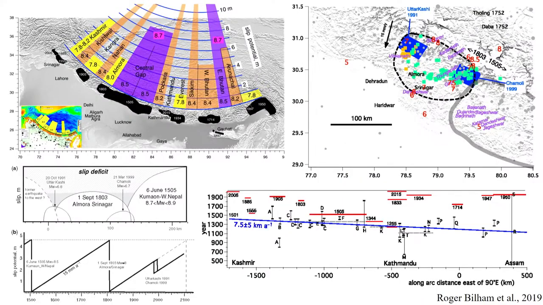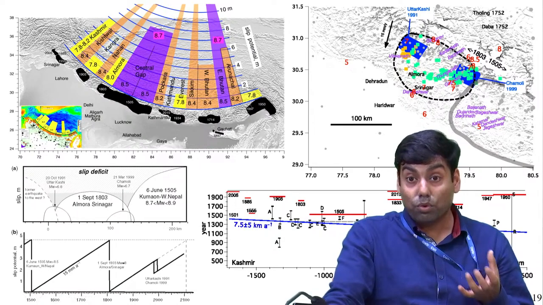This is done by Bilham et al. in 2019, and he has given the slip potentials, how the slip potential is distributed all along the thrust system in the Himalaya, starting from northwest to northeast. Slip potential means slip is supposed to be there. So this fault should move, the fault should displace, the fault should creep. This much deficit is there. Okay, you can see the 10 meter, 8 meter, 6 meter, 4 meter deficit is there. So it's supposed to move actually.